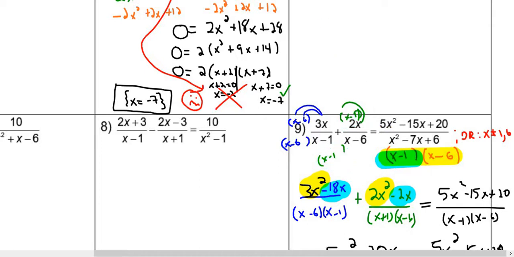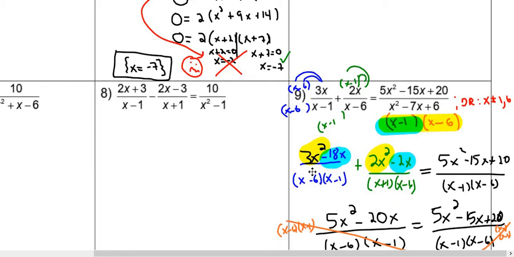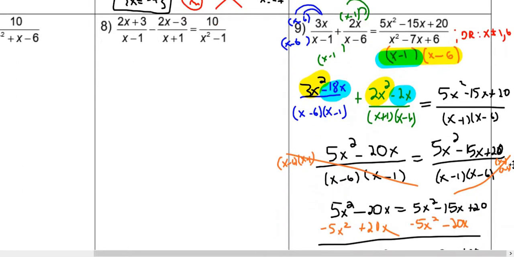So that is luckily just a nice little easy distribution, 3x times x and 3x times -6. That gives me 3x squared minus 18x. Here, that's a little bit hard to read, but I'm multiplying 2x times x and times -1, so I get 2x squared minus 2x. This just drops down. That's why I left it in that color, okay? And so then I combine my like terms, 3x squared and 2x squared to get 5x squared, and then -18x and -2x make -20x. My canceling the denominator step.